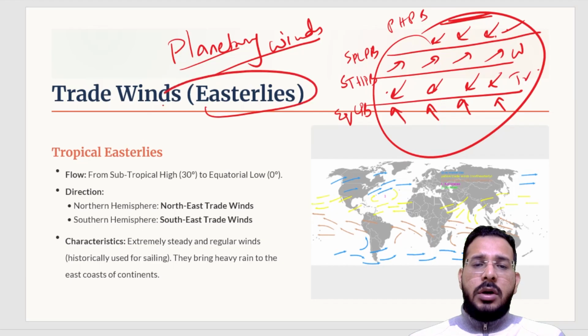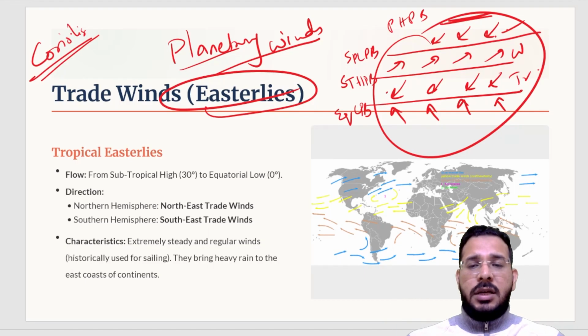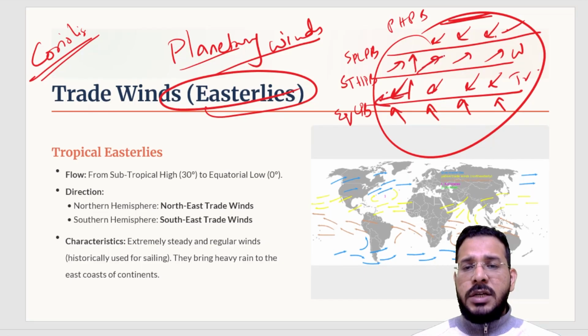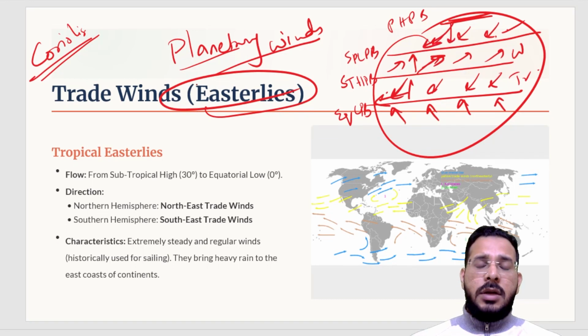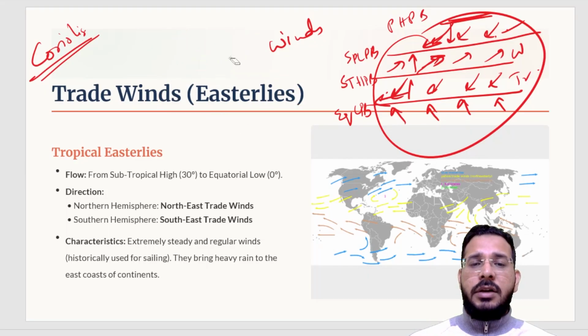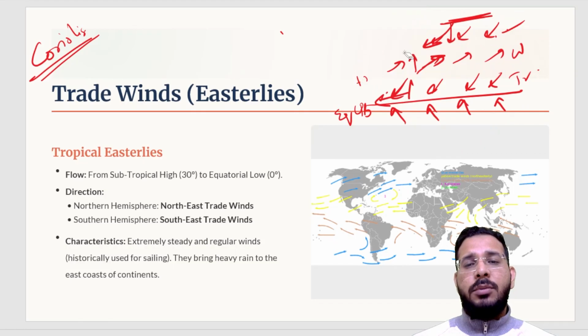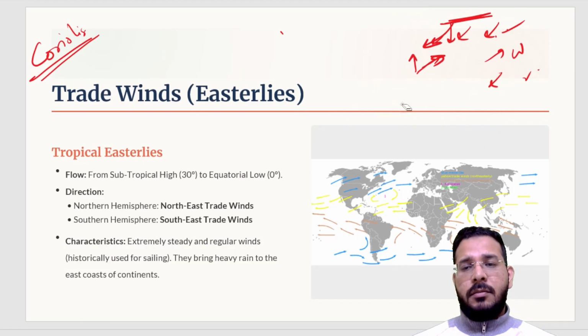Now trade winds are also called easterlies, and you know why the winds are diverted in different directions. We have Coriolis force. Because of Coriolis force, winds get deflected towards right in the northern hemisphere and towards left in the southern hemisphere. So if the wind is coming in this direction, it is deflected towards its right. If it is going like this, it will be deflected towards its right. If it is coming like this, it is deflected towards its right. And Coriolis force is maximum at the poles and minimum at the equator. Is it clear?